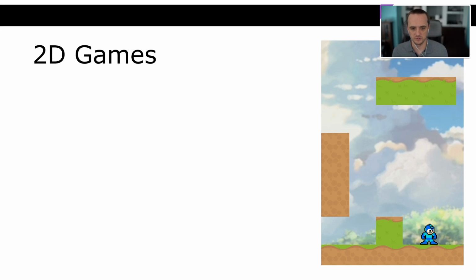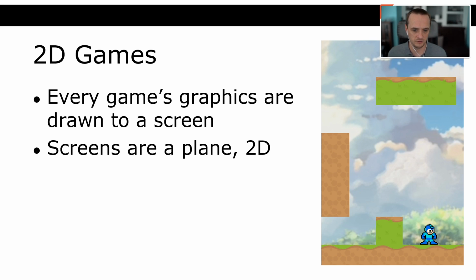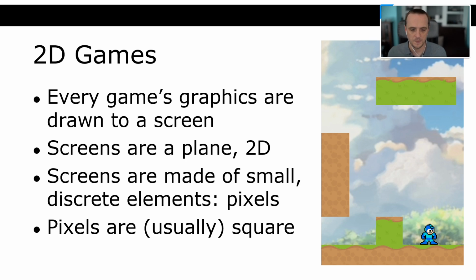So 2D games. Let's talk a little bit about how, not the graphics work, but how the screen is laid out. So every game's graphics are drawn to a screen, right? Screens are a plane. They're two-dimensional. Screens are made of small, discrete elements that are called pixels. Pixels are usually, on your display, square things, okay?